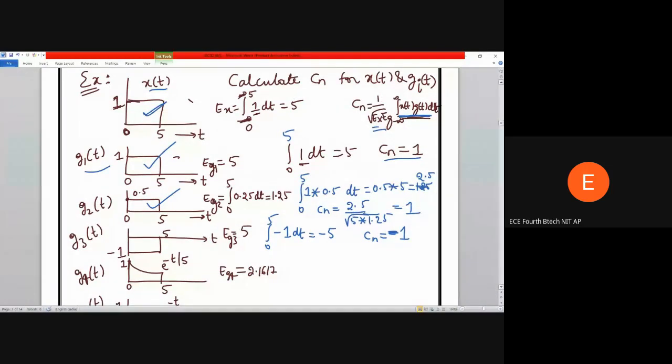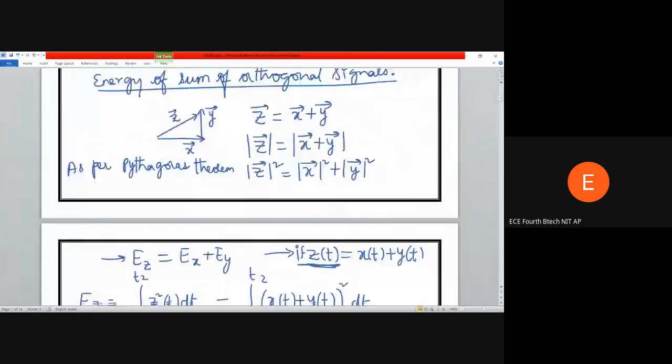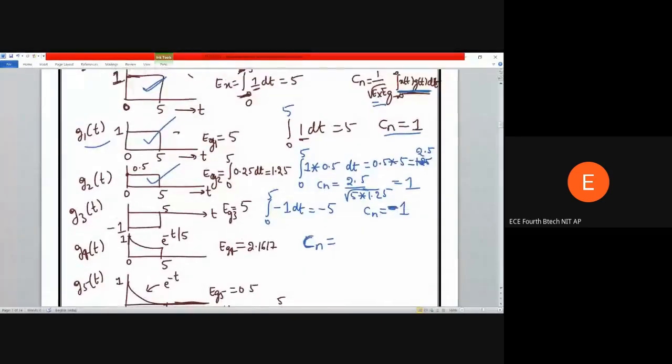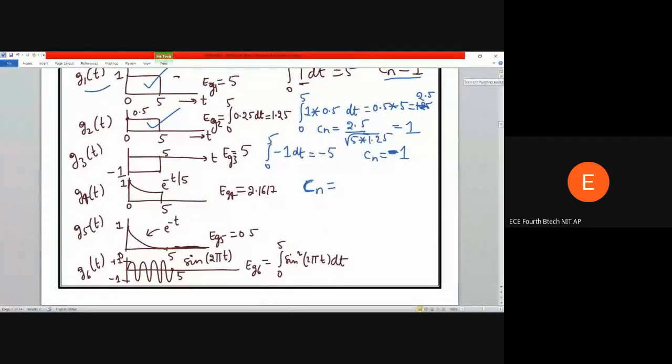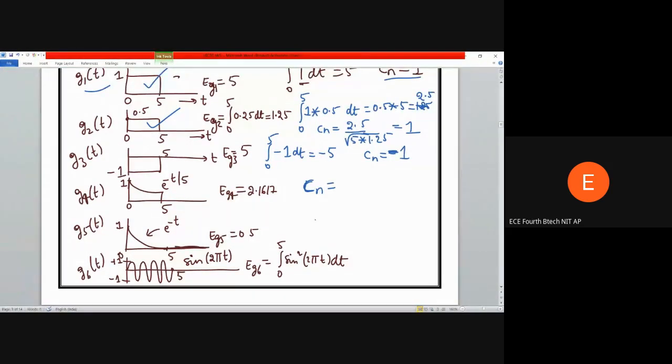I have done it, and it was found to be... correlation coefficient for g4 of t, Cn is equal to... can anyone say? Okay, fine, let me make a small logical question here. Let me show the signals and then I'll ask the questions. So I just want you to comment on the correlation coefficients of the signals for g4 of t and g5 of t. At least let us stick to these two.